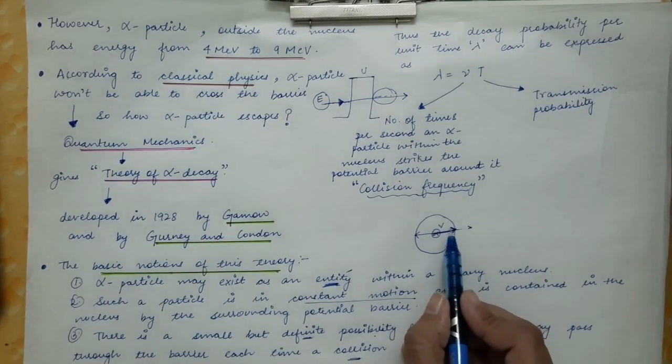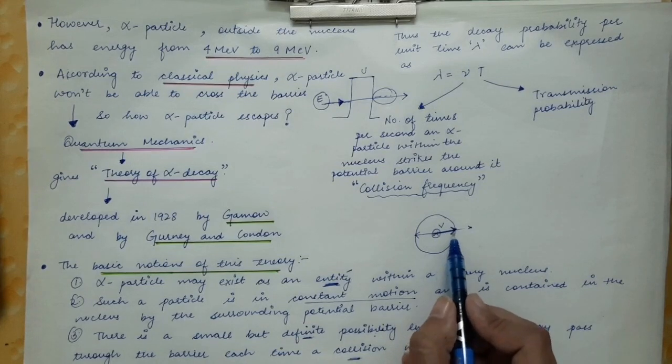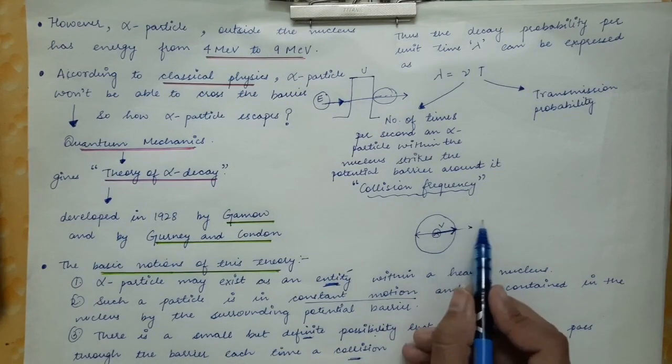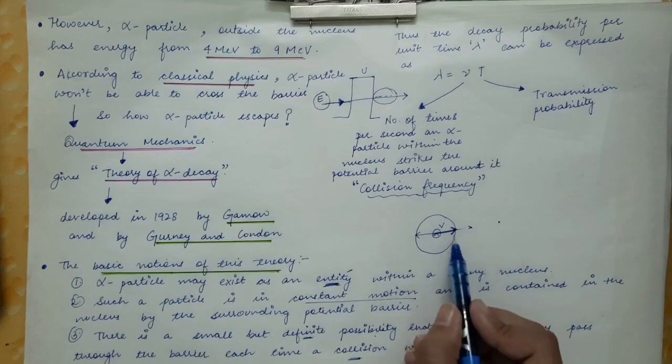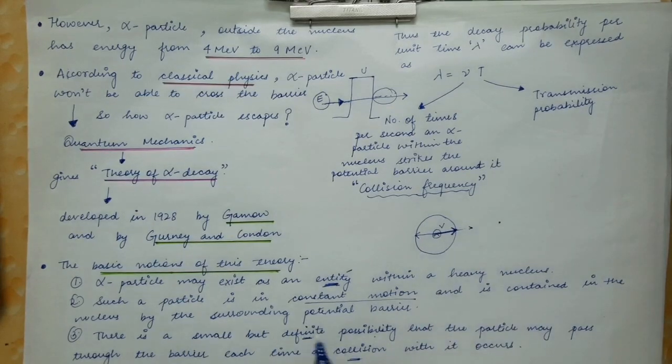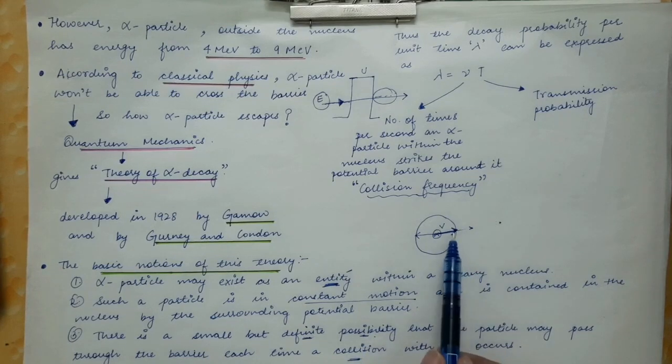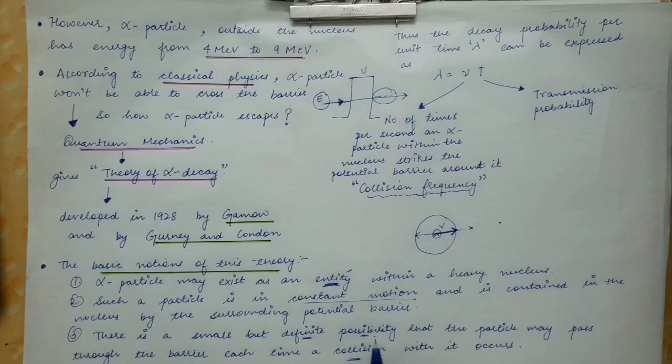So when the collision occurs with the potential barrier, there is a possibility that the alpha particle will escape the nucleus during that collision. Although the possibility is very small, we will find what is that probability of the alpha particle to get transmitted from this nucleus. We will be finding the expression of the transmission probability in the next lecture. So there is a small but definite possibility. So this is the third assumption.